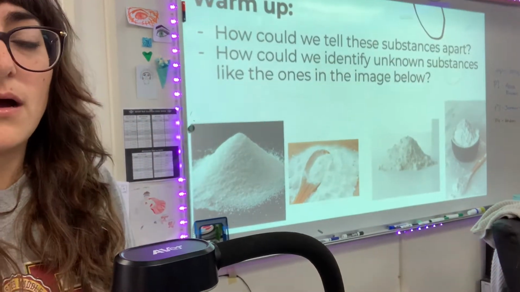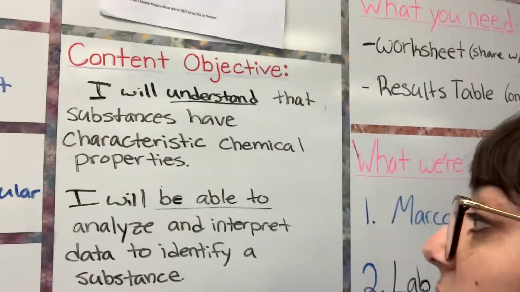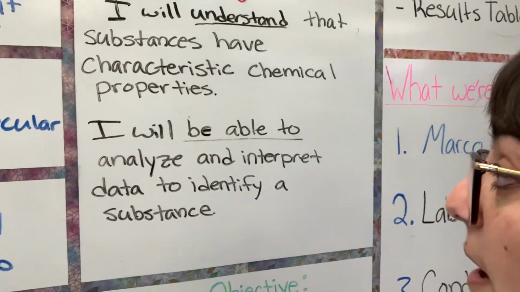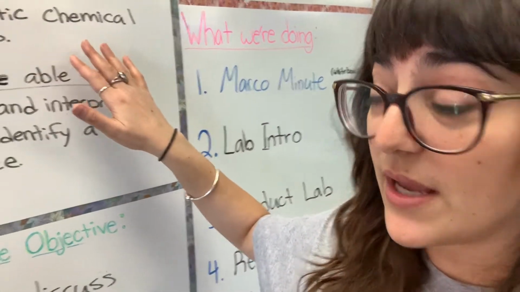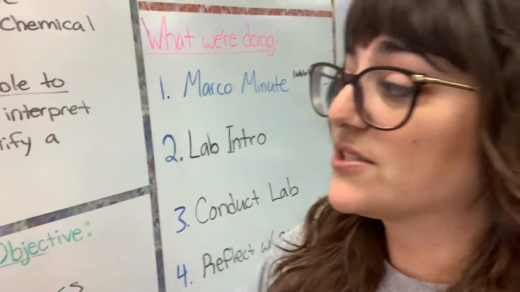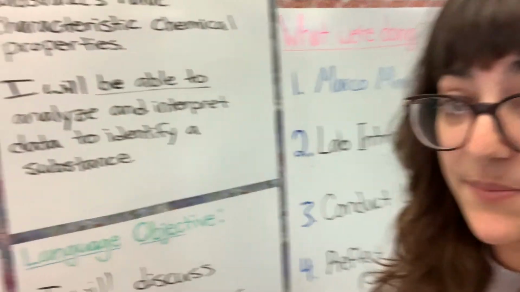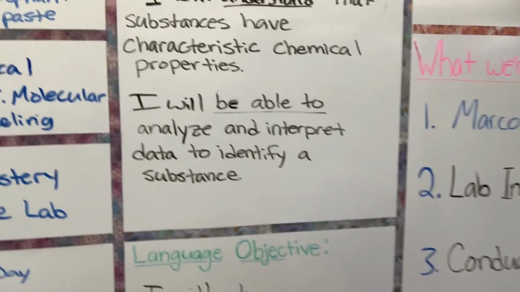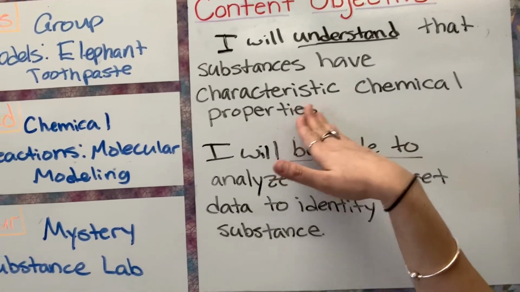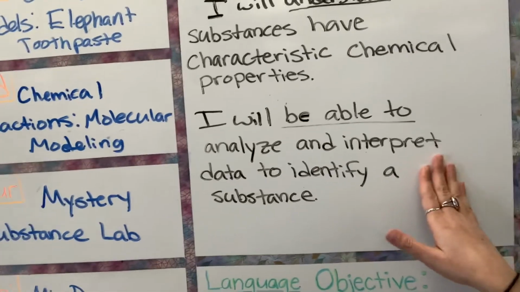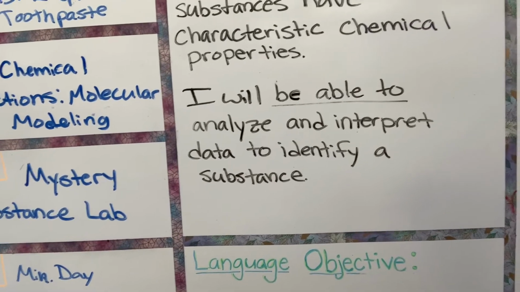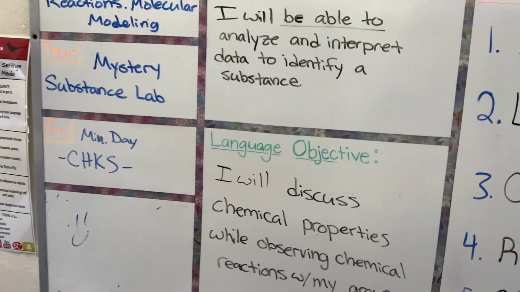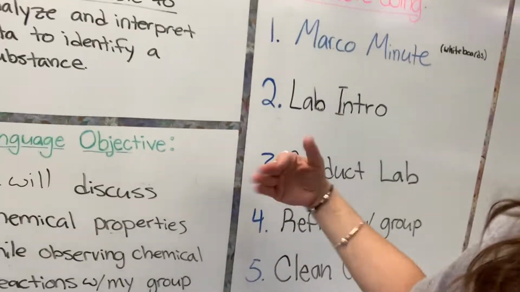Our objectives for today, which might help you out, are that we will understand that substances have characteristic chemical properties. Chemical properties are the properties that we can only observe during a chemical reaction. Physical properties we can observe just by looking at something. So we are looking at those today, and how each substance has a characteristic chemical property, and be able to analyze and interpret data to identify a substance. You won't be doing too much discussing, but you'll do it with yourself.